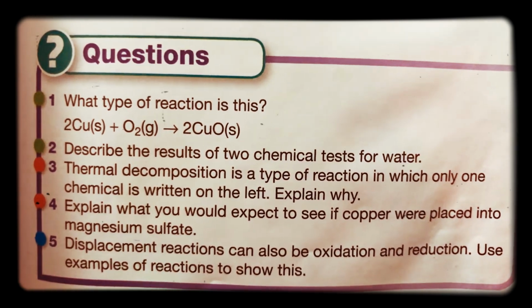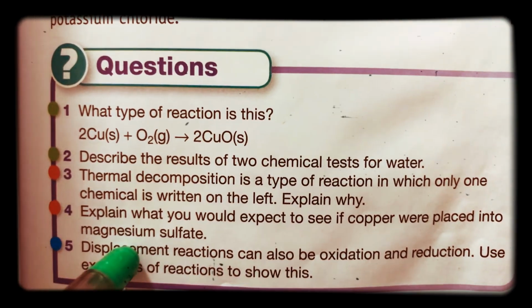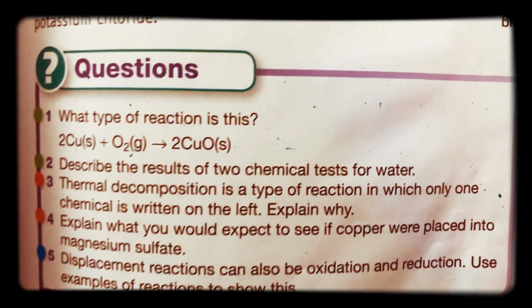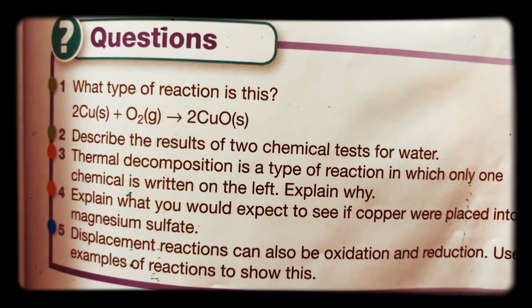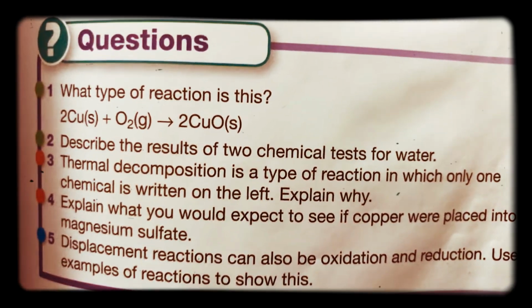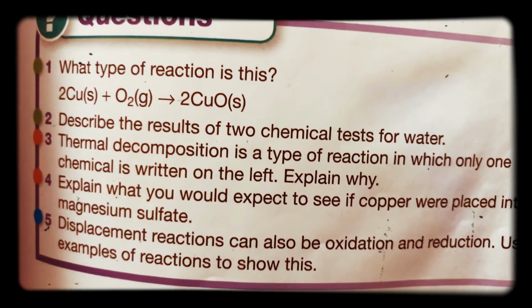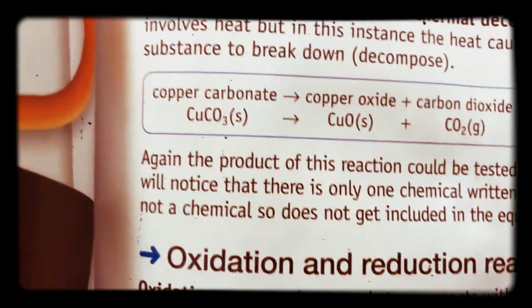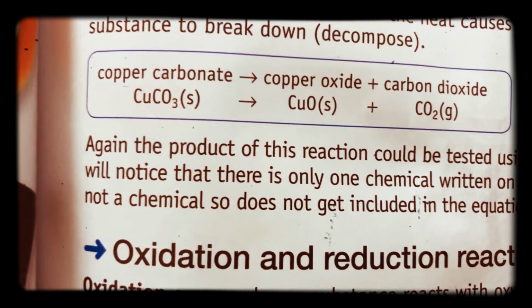Thermal decomposition is a type of reaction in which only one chemical is written on the left. Explain why. Pause the video. So thermal decomposition has only one chemical on the left-hand side because the chemical actually breaks down into different chemicals itself. So here's the example: copper carbonate. Let's go to question number 4.